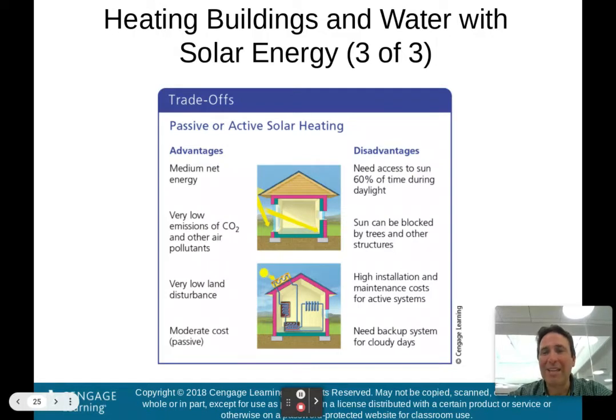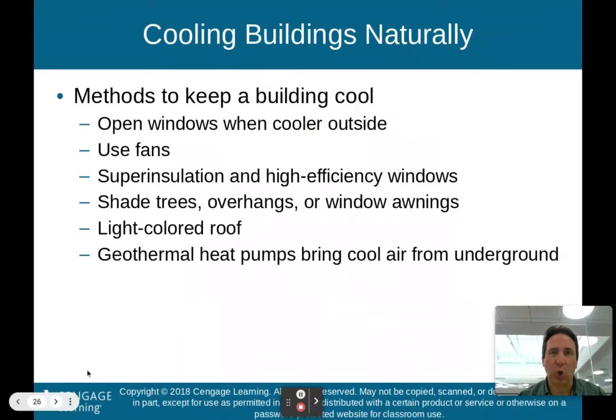High installation and maintenance costs, especially for the active systems. Again, that's that initial capital we have to put in. So what we need to do is get the technology better so that those high installation and maintenance costs are reduced. And you need a backup system for cloudy days. So again, those are some issues that you could have with passive or active solar heating.